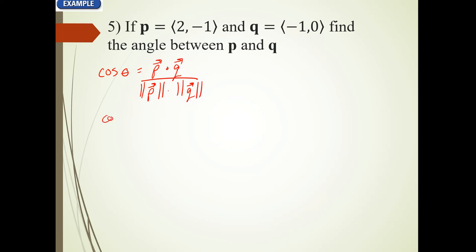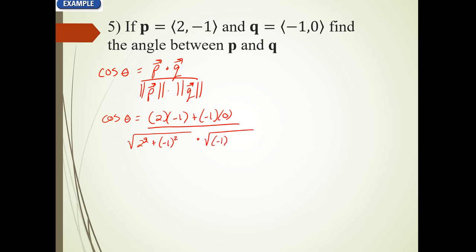So we have the cosine of theta is p dot q, so that will be 2 times -1 plus -1 times 0, divided by the magnitudes. Remember, the magnitude is going to be the square root of the sum of the components squared. So it's going to be the square root of 2 squared plus -1 squared, and then the magnitude of vector q would be the square root of -1 squared plus 0 squared. So in the numerator we're looking at -2 plus 0, so that's just -2.